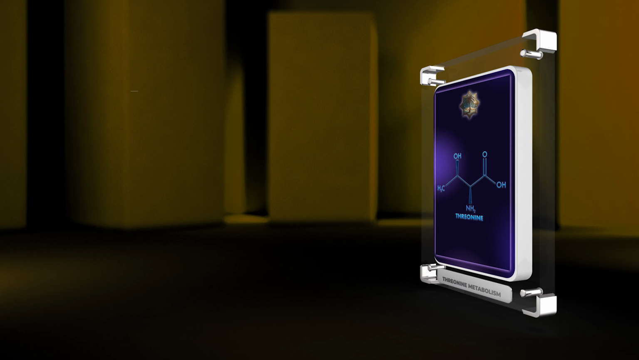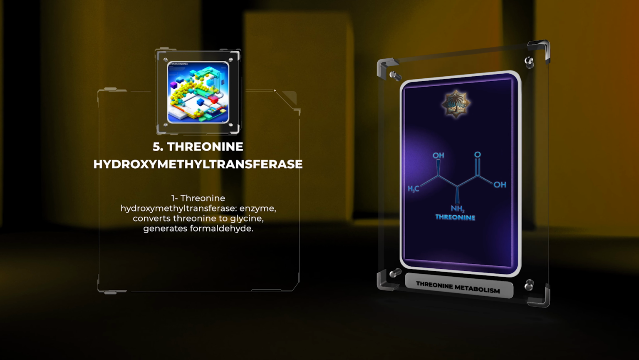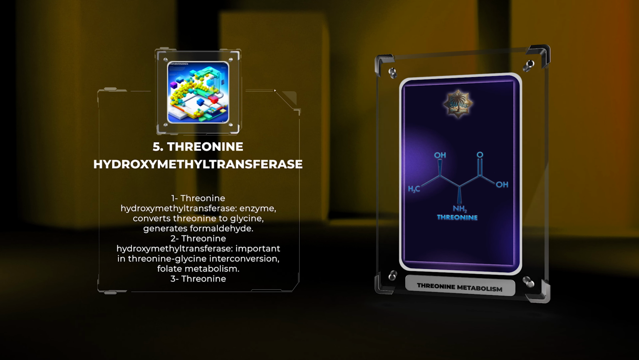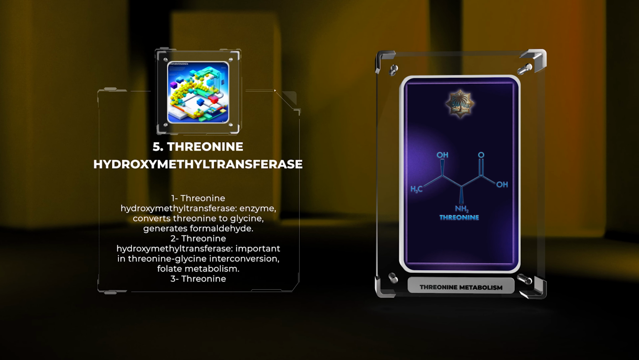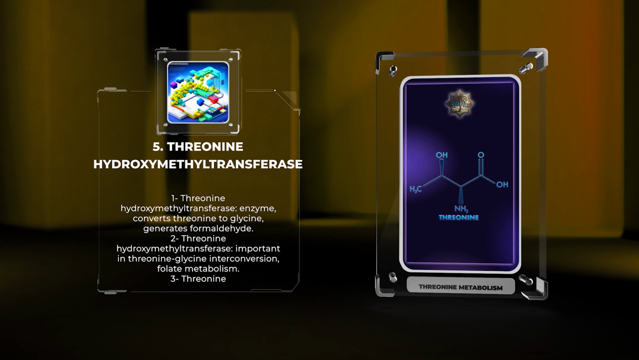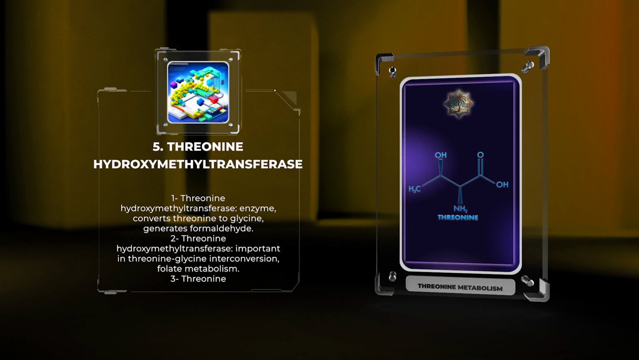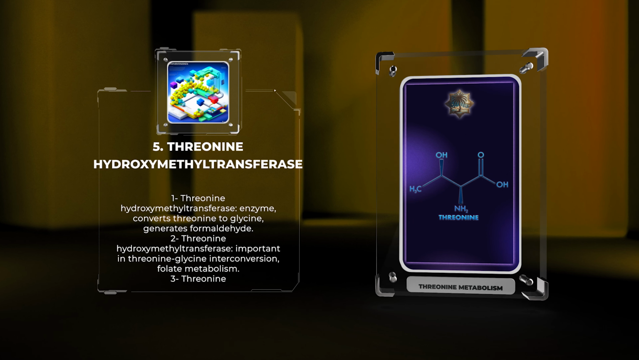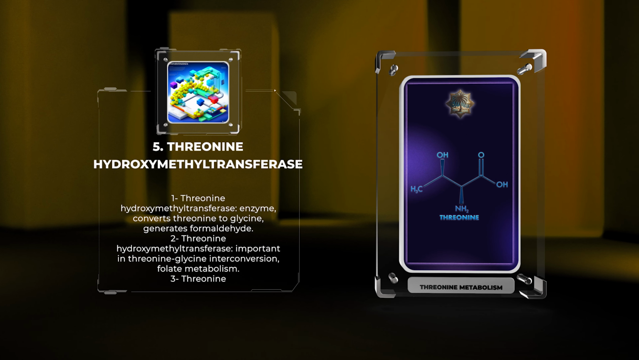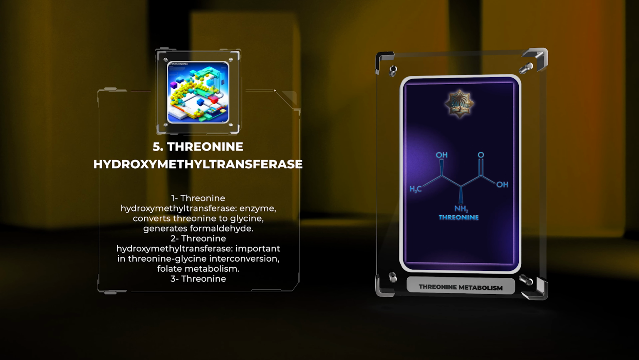Threonine hydroxymethyltransferase is an enzyme that catalyzes the reversible conversion of threonine to glycine, while generating formaldehyde as a byproduct. This enzyme plays a crucial role in the interconversion of threonine and glycine, as well as folate metabolism. It is particularly important during embryonic development and in rapidly dividing cells, where it contributes to the synthesis of glycine, a key component of nucleic acids, proteins, and other cellular components.